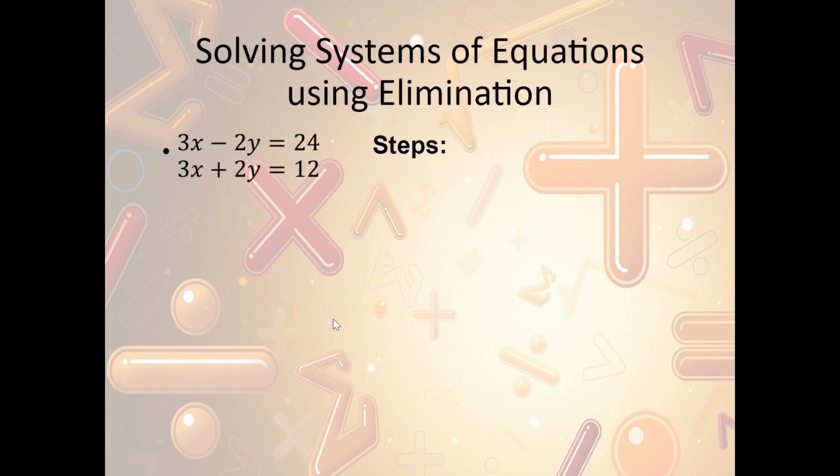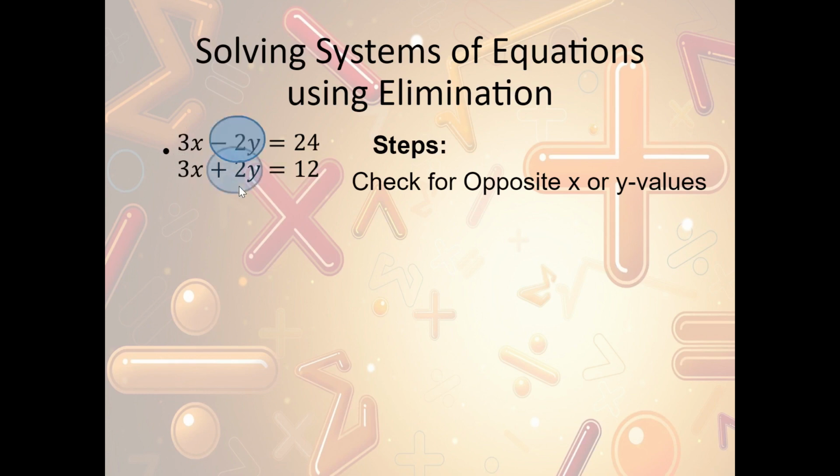Now let's talk about how we can solve this without having to graph. So if we're given something like this, 3x minus 2y is equal to 24, and 3x plus 2y is equal to 12, we're going to go ahead and solve this using what we call elimination. So here are the steps. First step is we're going to check for opposite x values or y values. Now opposites mean they have the same integer but with opposite signs. So for instance, we have a +3 and a +3. Those are not opposites. We have a -2 and a +2. Those are opposites. So these two represent opposites.